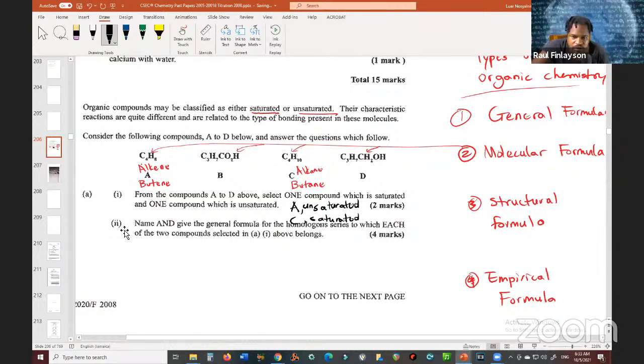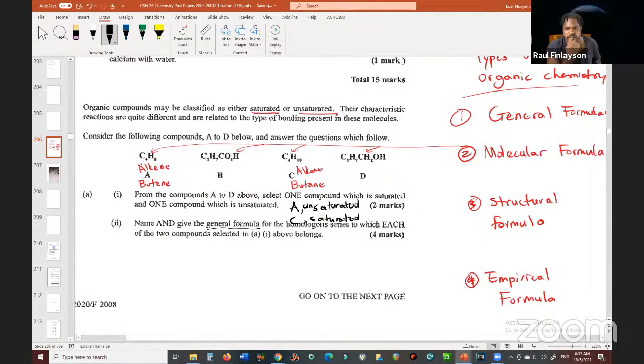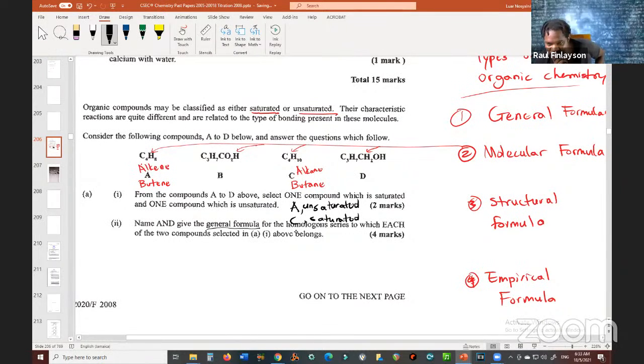Part 2 says, name and give the general formula for the homologous series to which each of the two compounds selected above belongs. They're asking about the general formula for the homologous series. They're trying to be smart here, man.